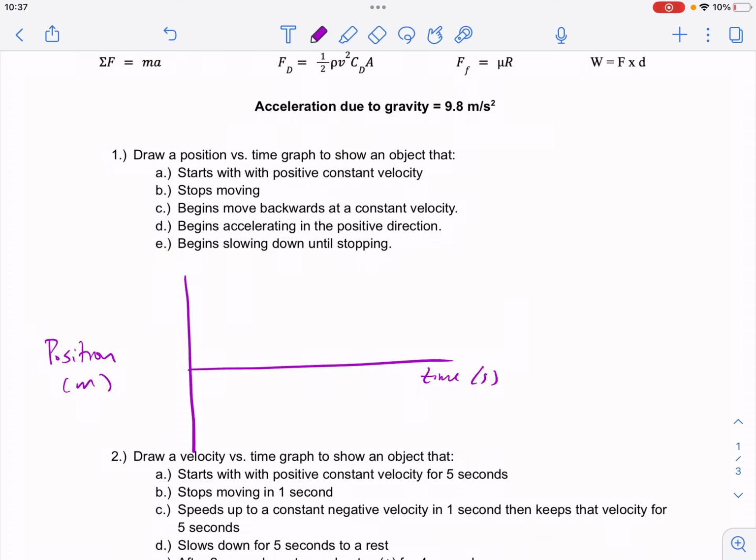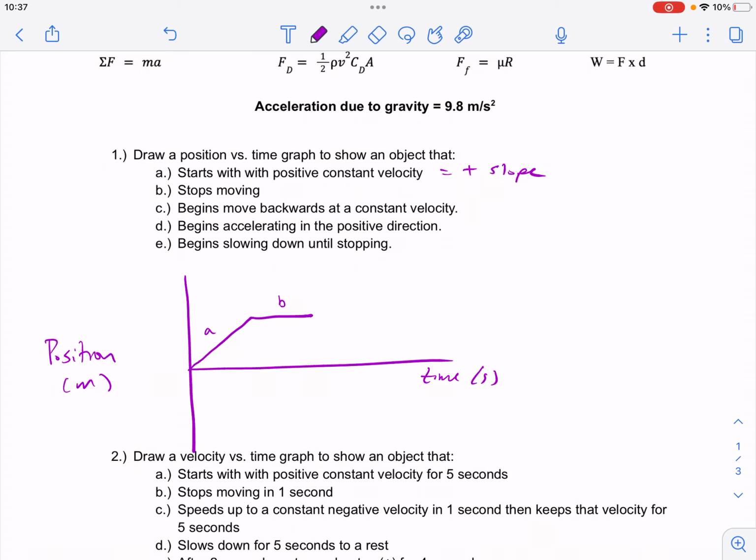So a positive velocity equals a positive slope. And so that means that we have to do something like this, where it's going upwards. And I'm assuming that we're starting at position 0 unless otherwise stated. Then it says the object stops moving, and that means that the position is going to stay the same for a while. So this is the first bit, positive, and this is B, stops moving.